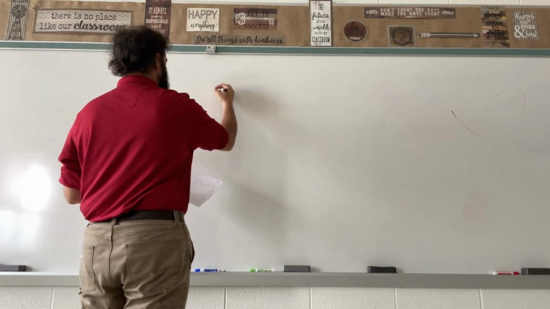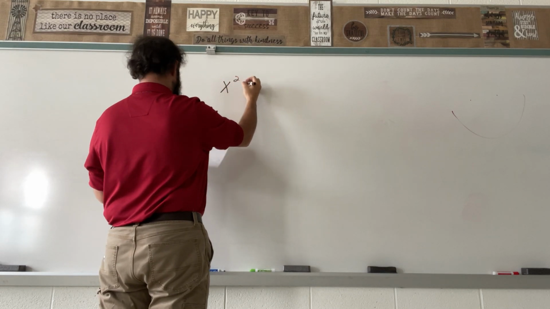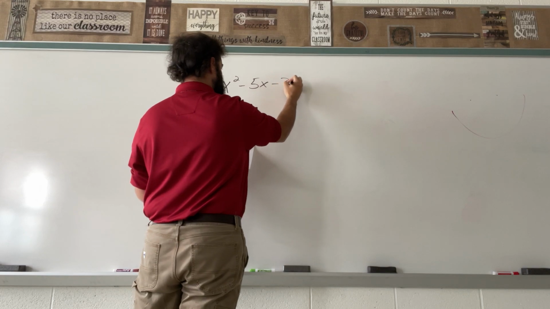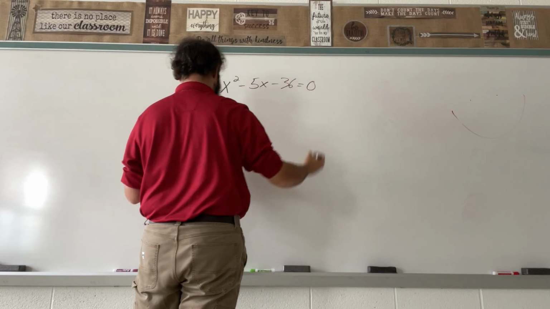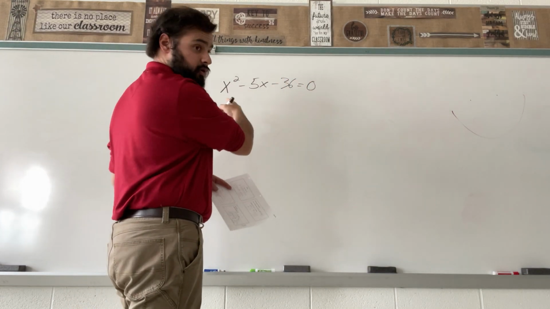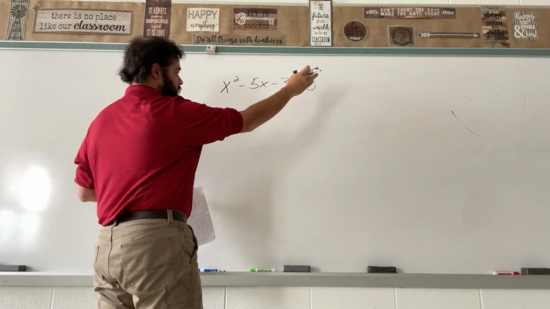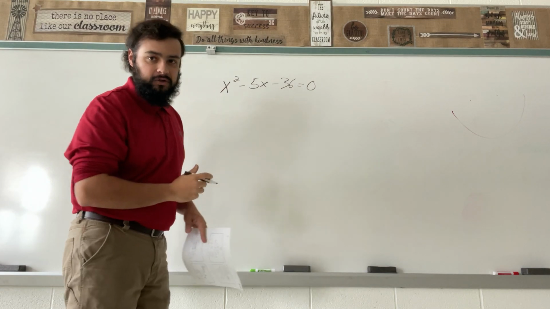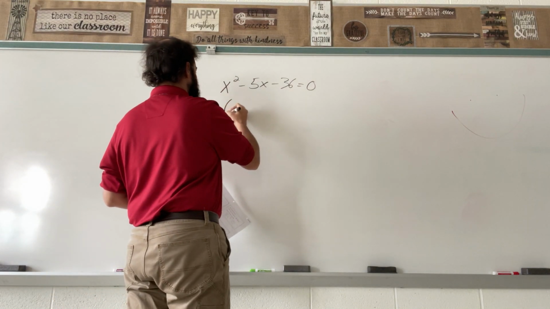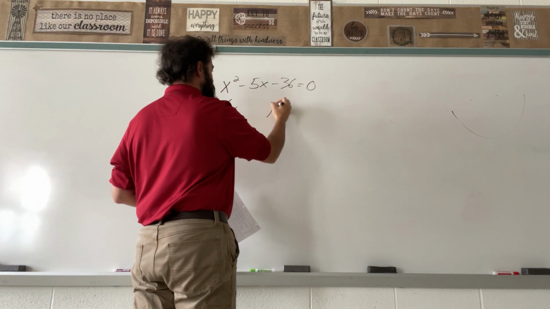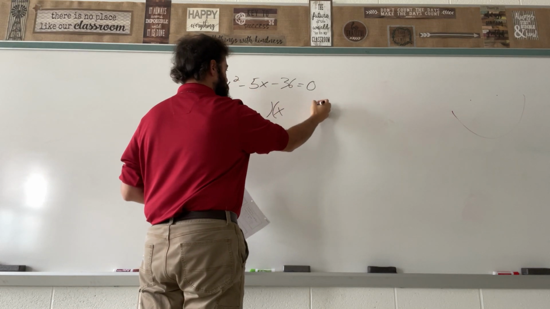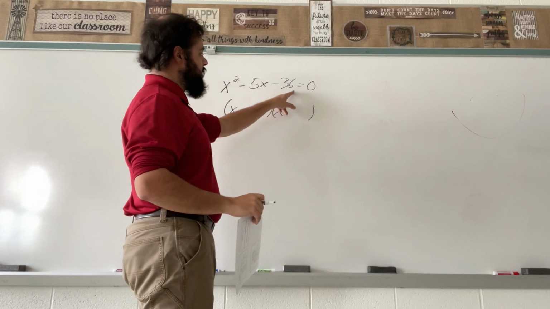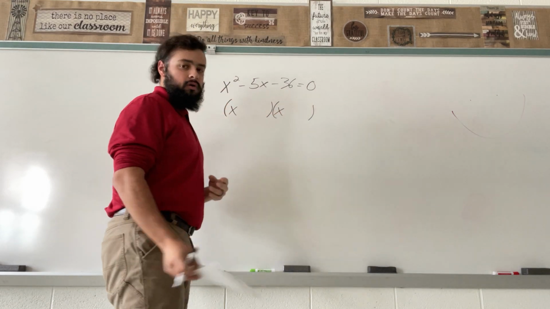If I ask you to solve x squared minus 5x minus 36 equals 0, now we're going to factor this out. Rather than try to add 36 to the other side and do all kinds of algebra-y stuff, we're going to factor instead. So put an x and another x to make your x squared. Now we need two numbers that when multiplied together make negative 36 and when added together make negative 5.